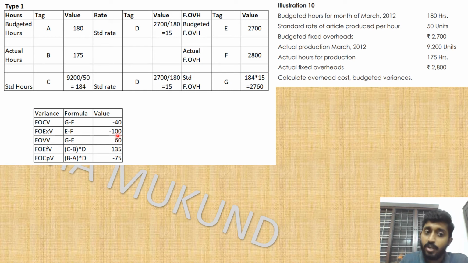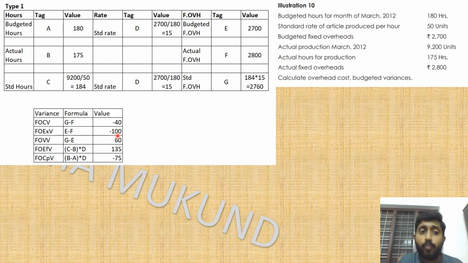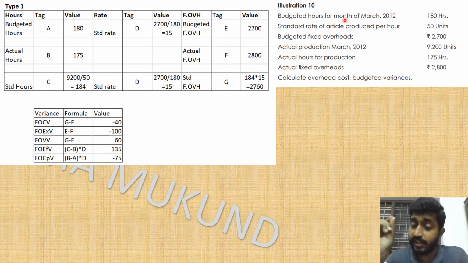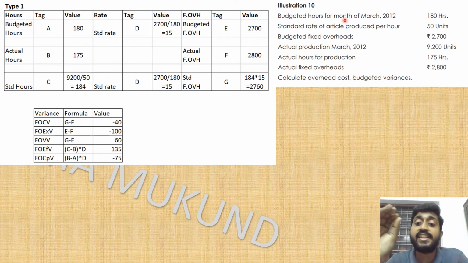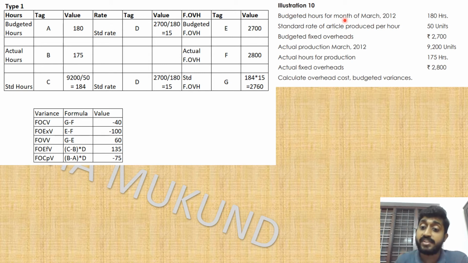Now volume variance is categorized into efficiency variance, capacity variance, and calendar variance. In type 1 problems, where there is no detail about working days given in the question, we have to assume the actual working days and budgeted working days are the same. Carefully note one thing: the working days are the same between actual and budget, but hours will be different. They would have worked overtime or different hours.